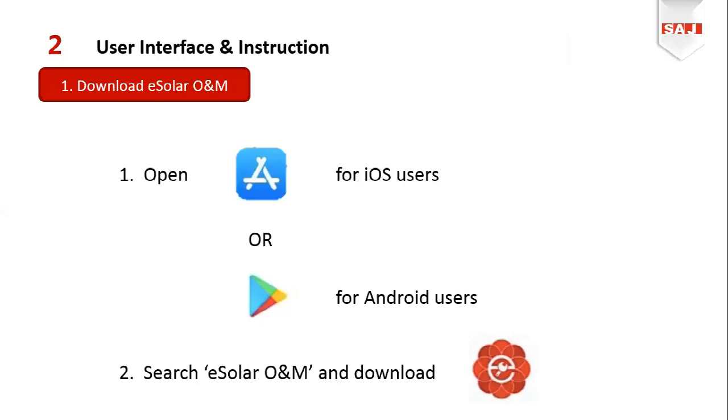First of all, you need to download the application from the platform. If you are using the iOS platform, you need to go to the Apple Store and type in eSolar OM to search the application and download. For Android smartphone users, you can go to Google Play to search eSolar OM. Then you can find the application eSolar OM, then download and install it on your smartphone.